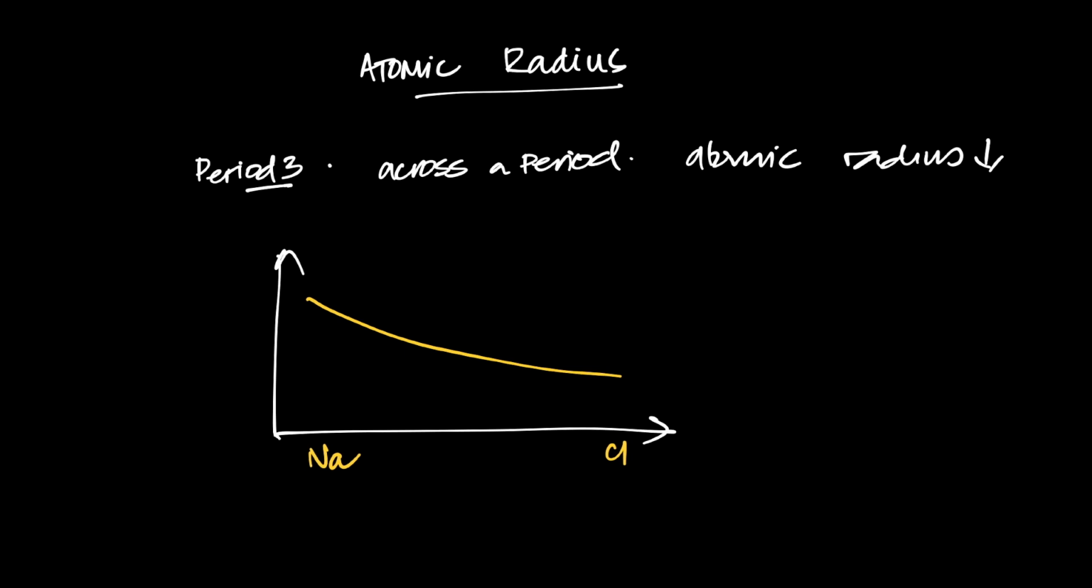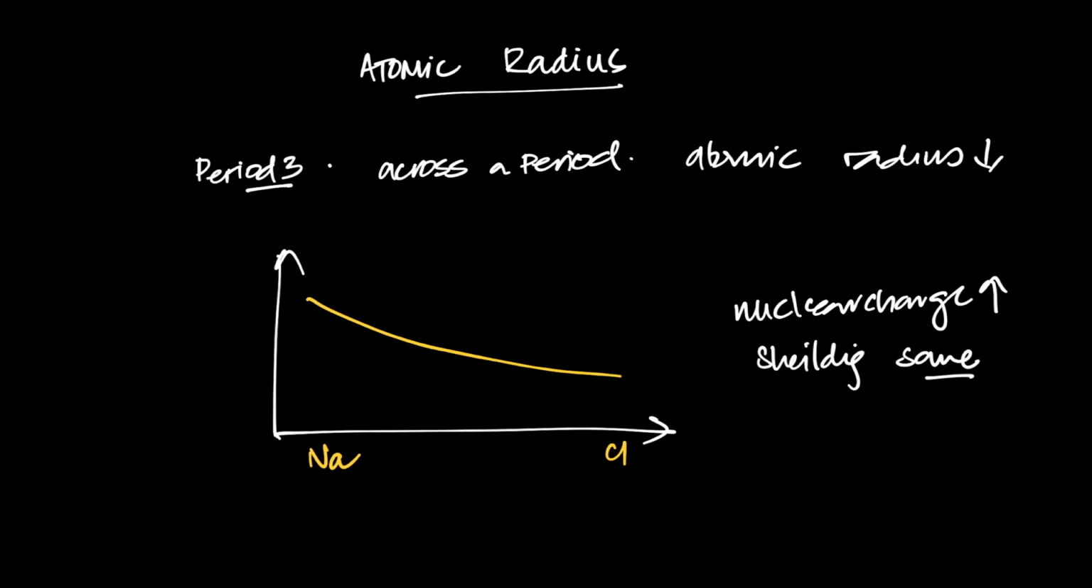Now, the reason why this happens, and you have to remember that, is that when you go across a period, you need to remember the terms. Nuclear charge is increasing. But because the electrons are going in the outermost shell, the shielding remains the same.